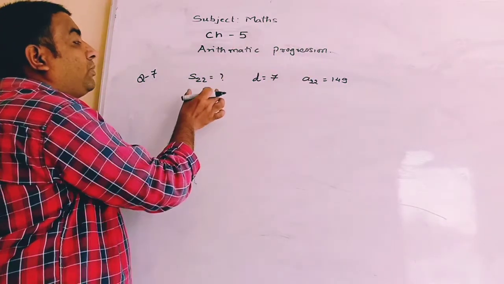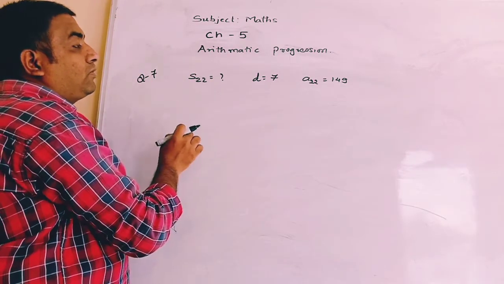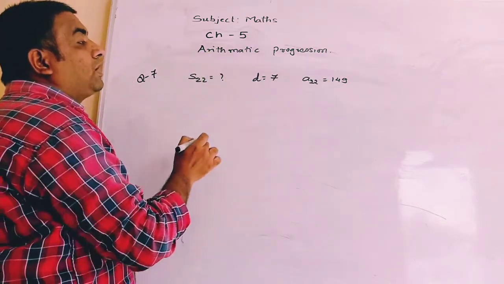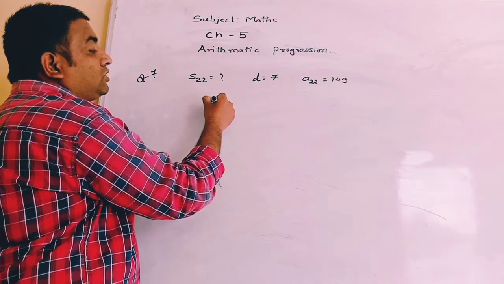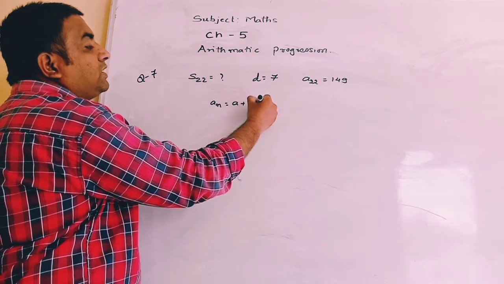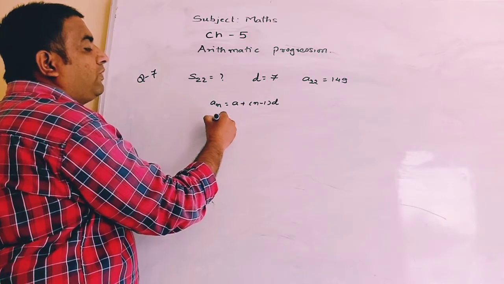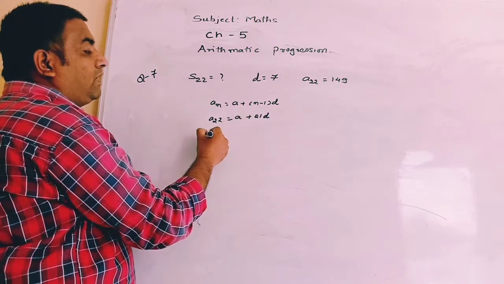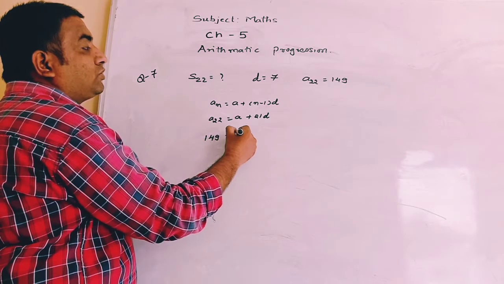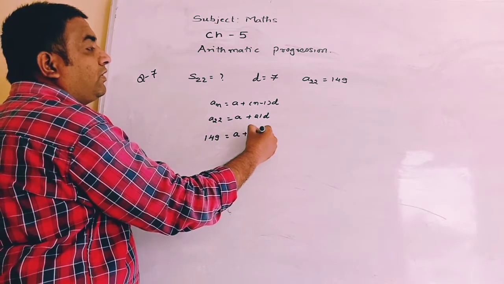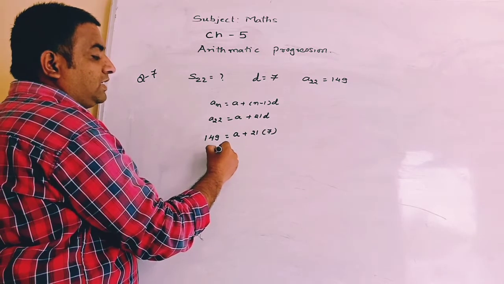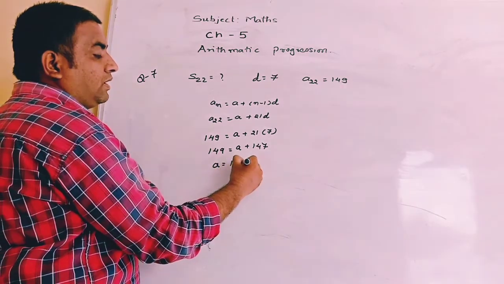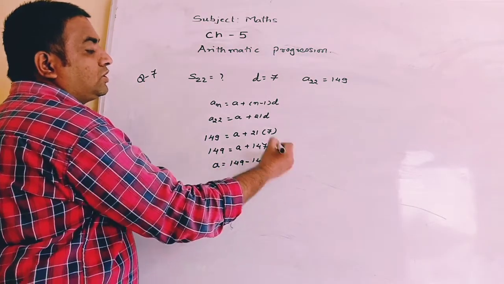So for any formula we want to use, we need A, the first term, and D. A is not given, so first we will find the first term A using these two values. So the An formula is A plus n minus 1 D. So the A22 formula will be A plus 22 minus 1, that is 21D. We substitute here: 149 equals A plus 21 into 7. 21 7s are 147. And so A equals 149 minus 147, that is 2. So we got A.